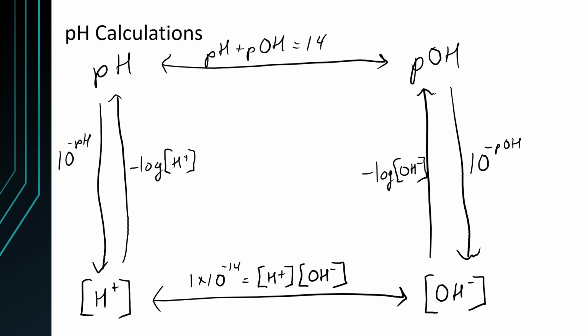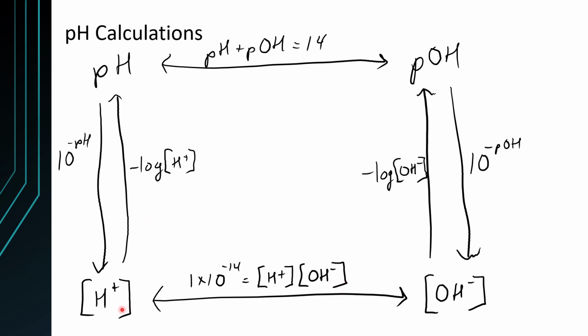So we can relate those four things using this calculation box. pH and pOH always add up to 14 for the same solution at 25 degrees Celsius. So I can convert back and forth between these two by subtracting from 14. We've already looked at this equation. 1 times 10 to the negative 14th is equal to the hydrogen ions times the hydroxide ions. So if I want to go between hydrogen and hydroxide, I can divide 1 times 10 to the negative 14 by whichever one I have, and that will give me the other.